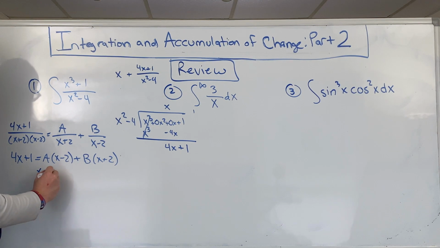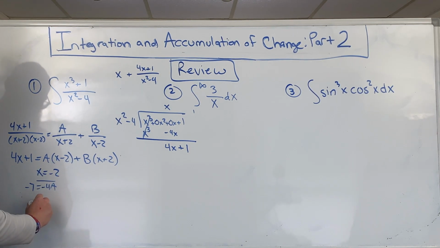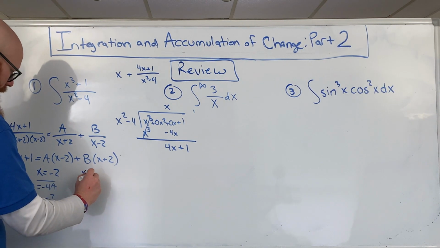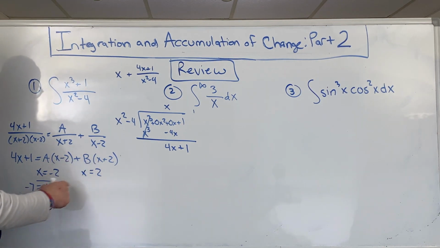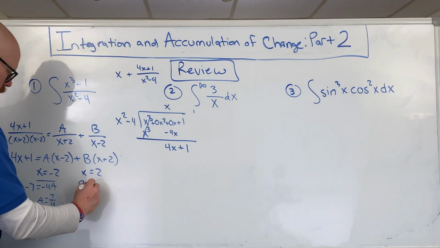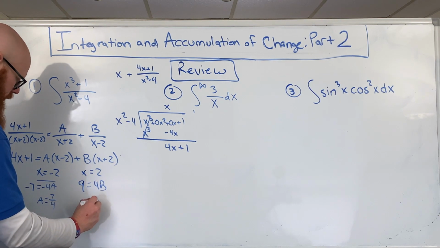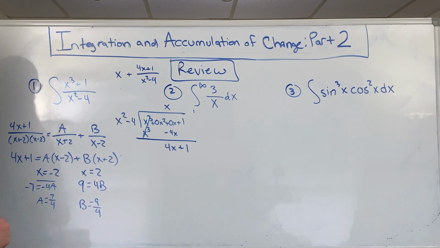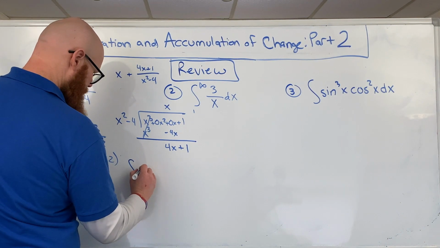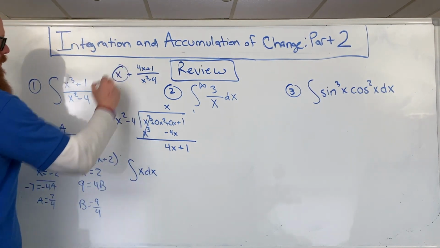Make x equal to negative 2. That gets rid of the B term. If I plug in negative 2 on the left, it's negative 8 plus 1, which is negative 7. On the right, I get negative 4A. So A is 7/4. And then if I make x equal to 2, that gets rid of the A term. So I get 9 equals 4B. So B is 9/4.